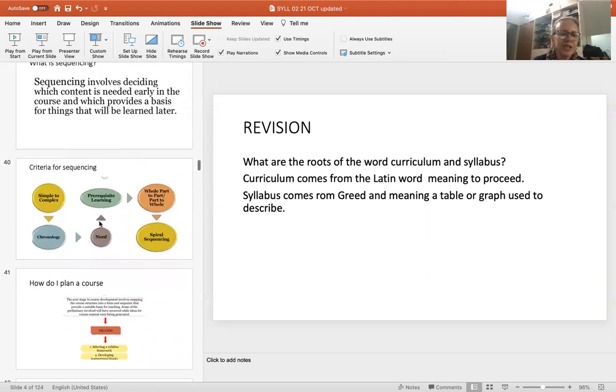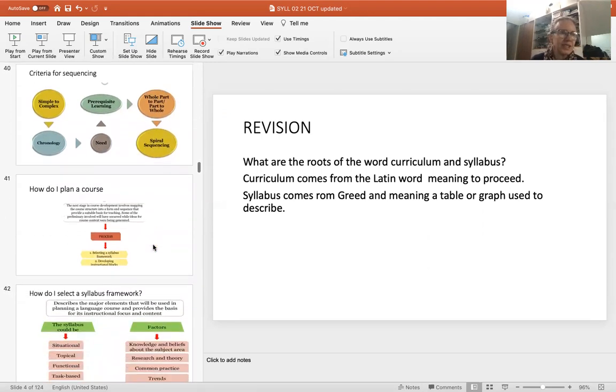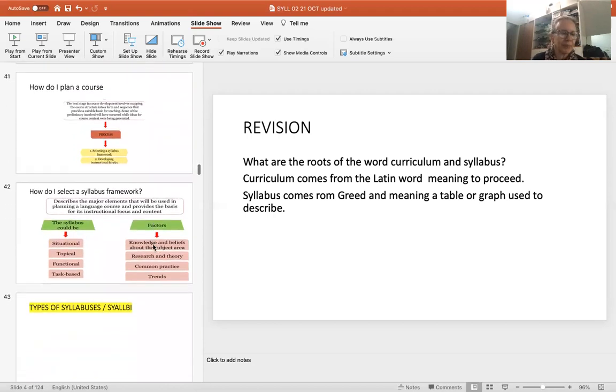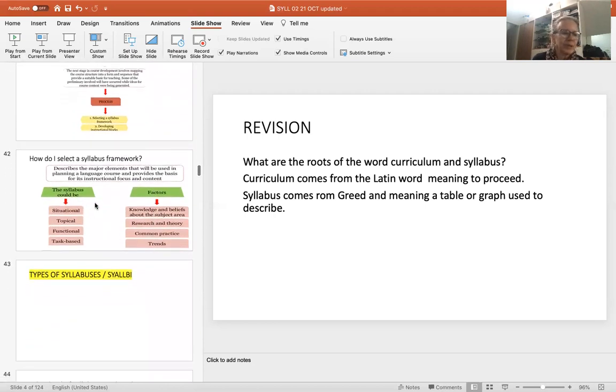So we looked at sequencing, how you need to look at all these things. You go simple to complex, and then you look at what you've learnt before, and then you do either part to whole, or you do the spiral sequencing. So you go back, like for science subjects, and for English as well, you obviously need what's been taught previously to scaffold up.